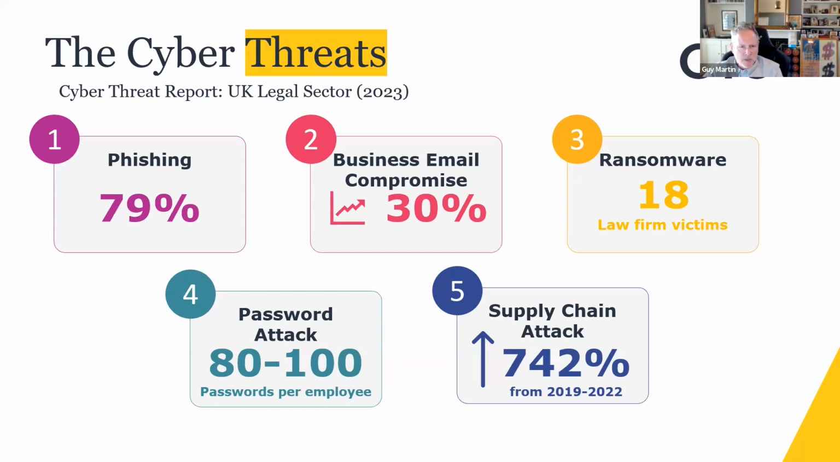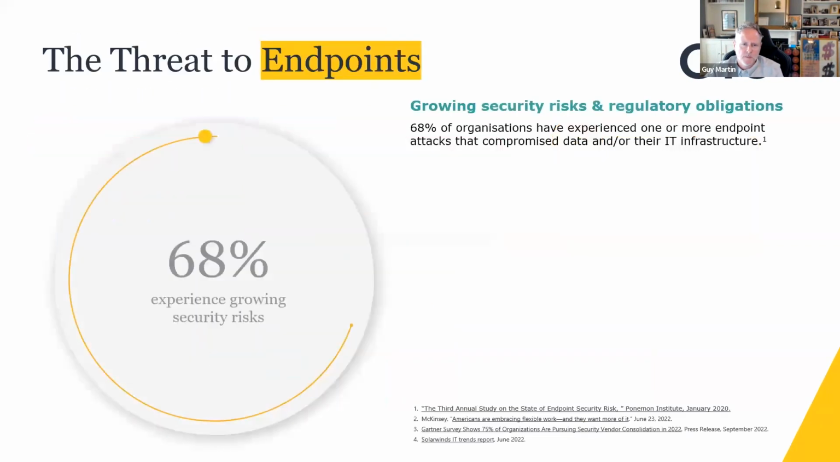2023 is set to be a record-breaking year, with software supply chain attacks already increasing by 742% between 2019 and 2022. And Gartner is predicting that by 2025, 45% of organizations will have experienced attacks on their software supply chains.